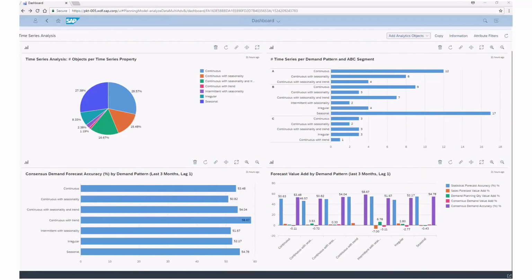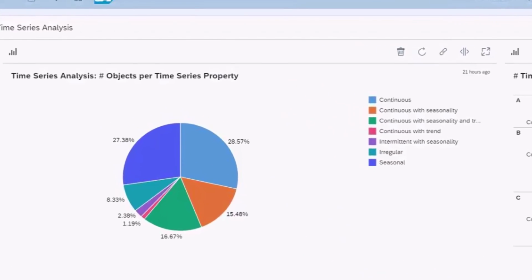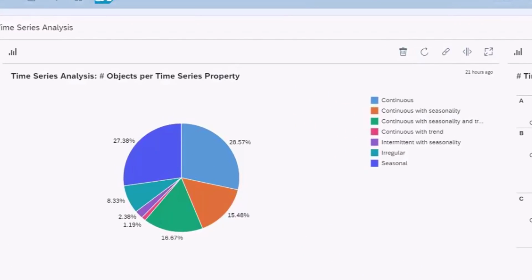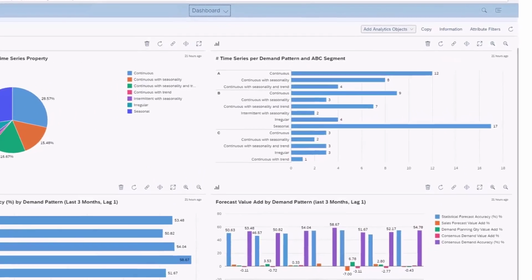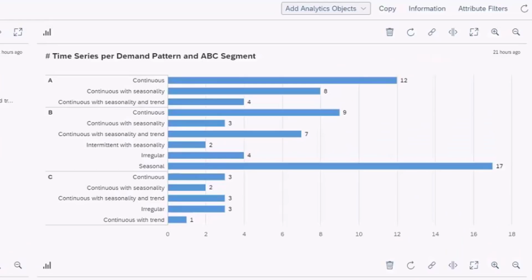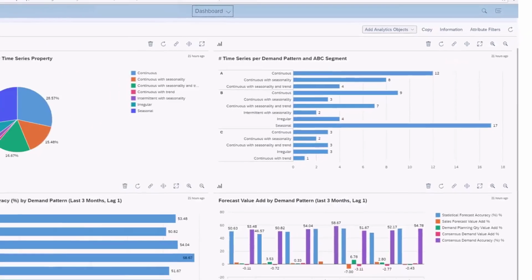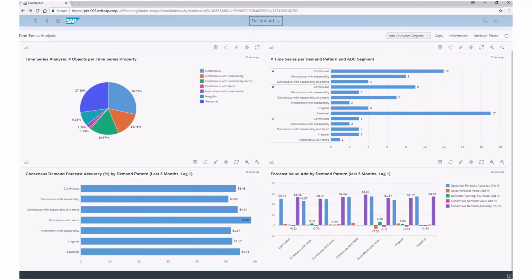On the upper left part of the screen, you can get insights about how your products are distributed across different demand patterns. Another example in the upper right part of the screen shows how the demand pattern distribution looks within the A, B, and C segments. As time series analysis helps to understand the data, it also helps to optimize the forecasting process.